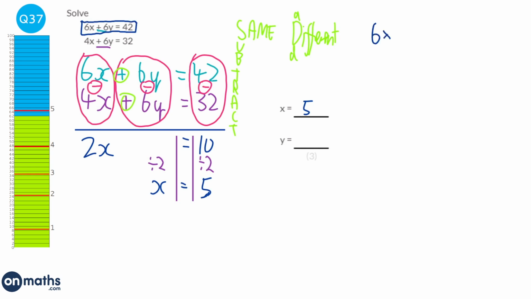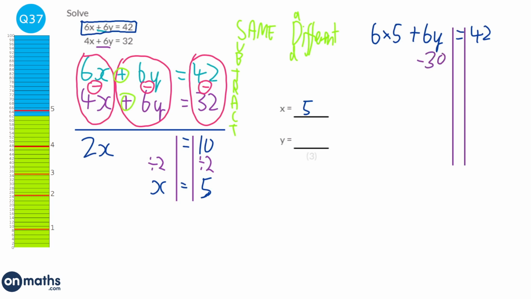To do that, we're going to just substitute in the value of x into the first equation. So we've got 6 times 5 plus 6y equals 42, and then we're just going to solve that. So we get our lines in. And first thing we're going to do is take away the 6 times 5, or take away the 30 from both sides. So we've got 6y equals 12, and then we're going to divide by 6 both sides to get what y equals. So y equals 2. Now we can check that by putting the values of x and y into the second equation. So 4 times 5 plus 6 times 2, and that does equal 32.